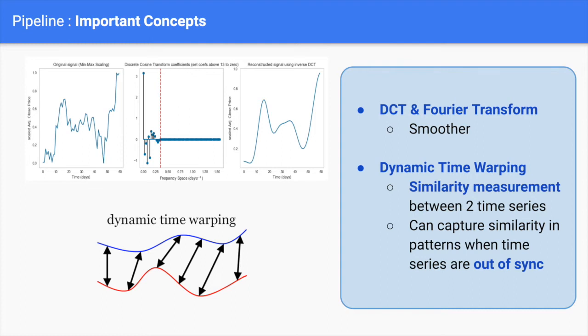In addition to exploring different preprocessing techniques, we also looked at dynamic time warping as a way to measure similarity between two time series. The reason why it can perform better than Euclidean distance is because it can capture the similarity of two time series, even when they are out of sync in terms of time and speed. Now, Romane will walk you through how we optimize our parameters.